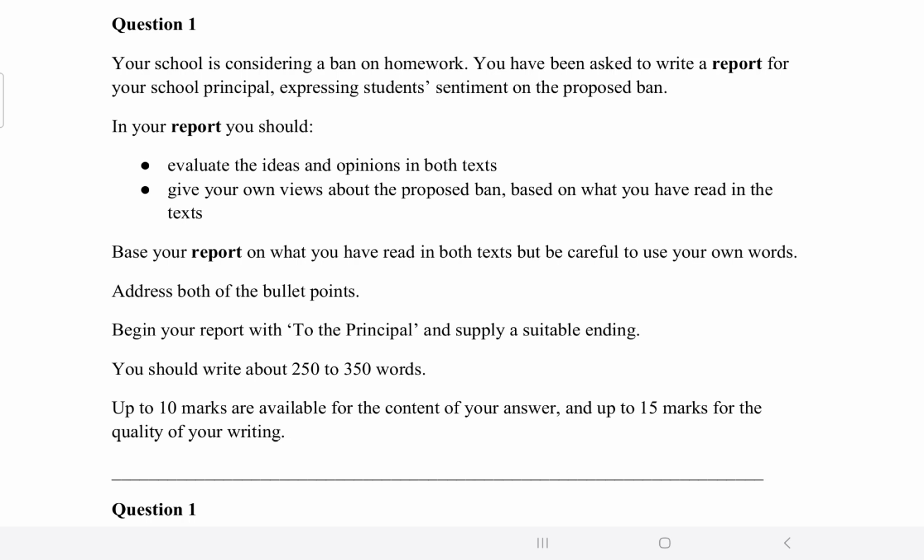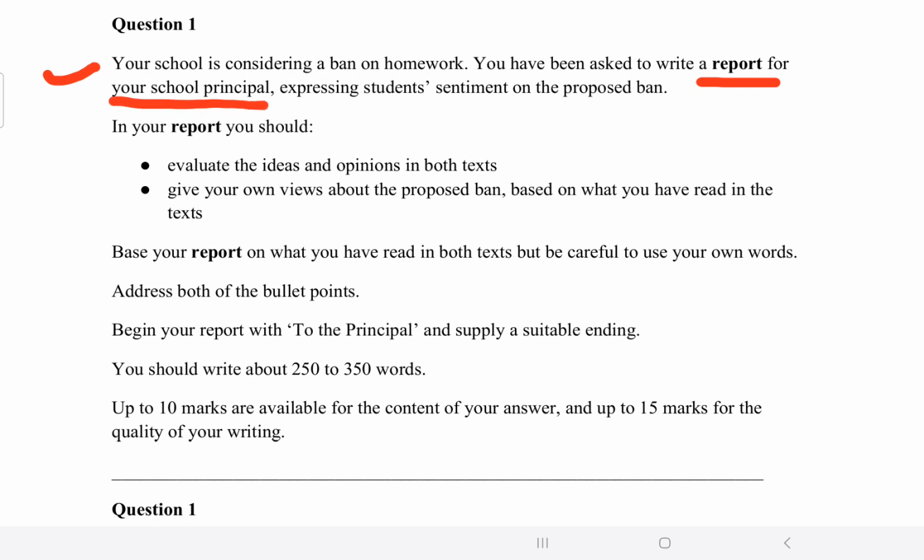Now, if this question is report writing, you are going to have this kind of question, and this first part can be different. The rest is going to be the same in almost all the writing tasks. Now look at this. If you have to write a report, this question: your school is considering a ban on homework. You have been asked to write a report. Now you know that you have to write a report. You just underline this, you have to highlight this. You have to write a report for your school principal.